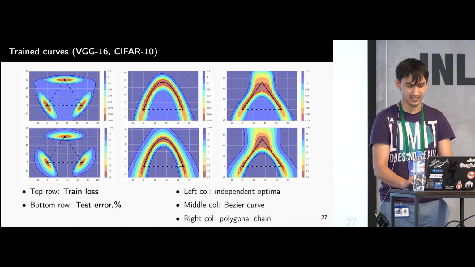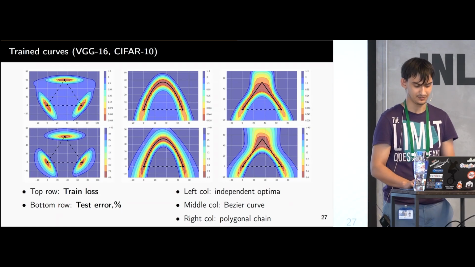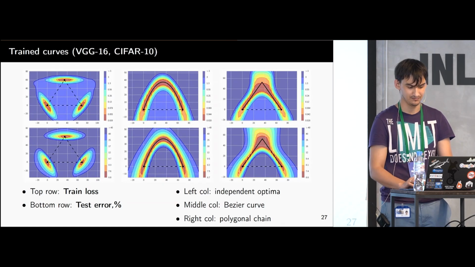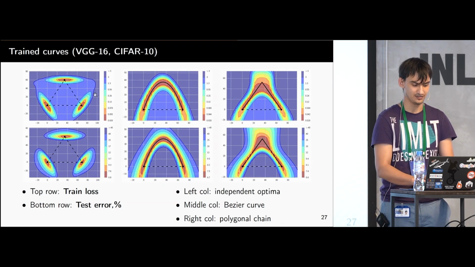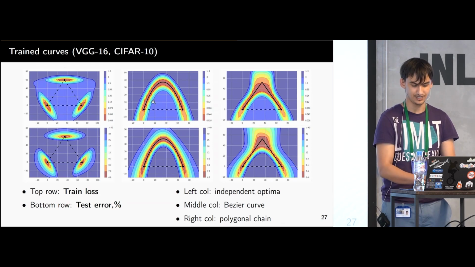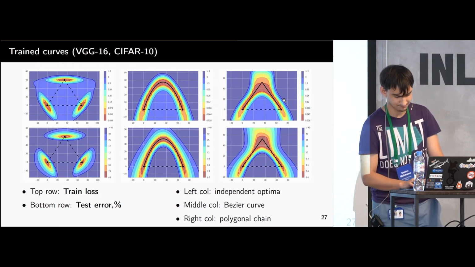Yeah, and this behavior is basically the same for all kinds of networks. The previous one was ResNet on CIFAR-100. This is a VGG on CIFAR-10. Here you have 3 disjoint optima, and here you have these nice paths.